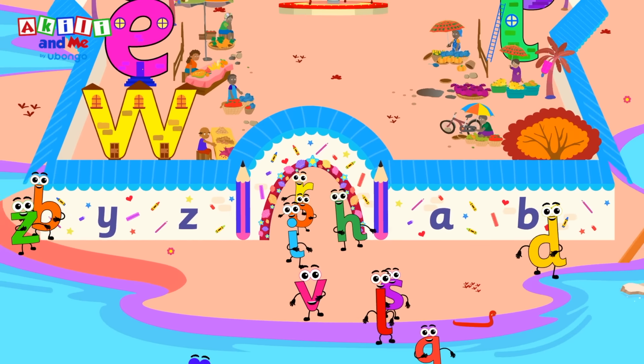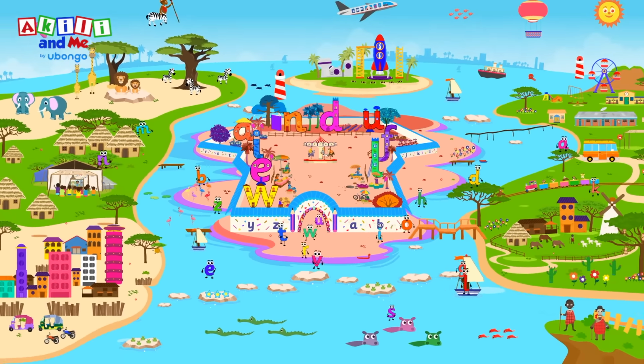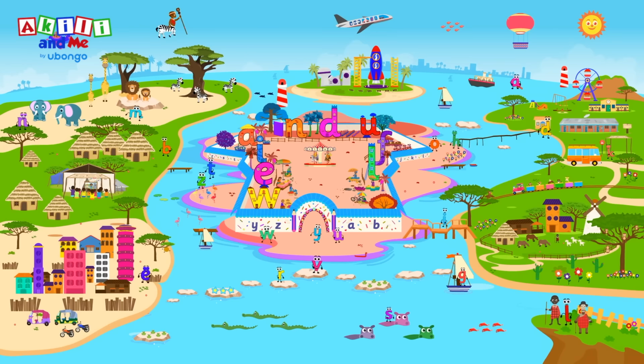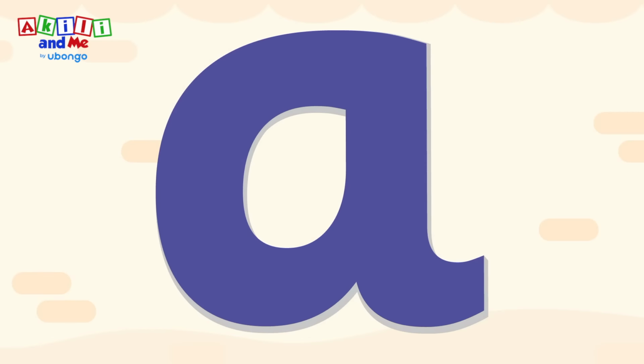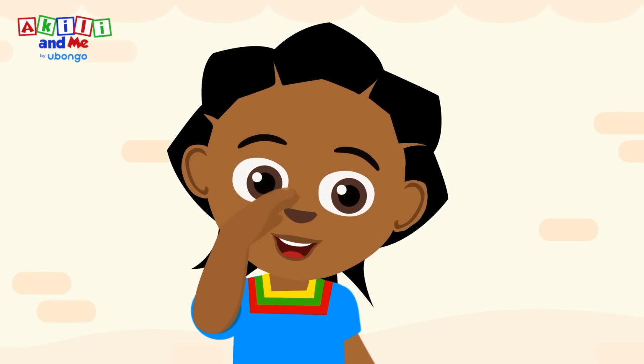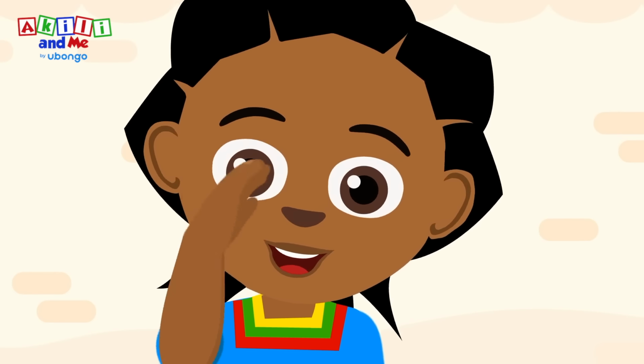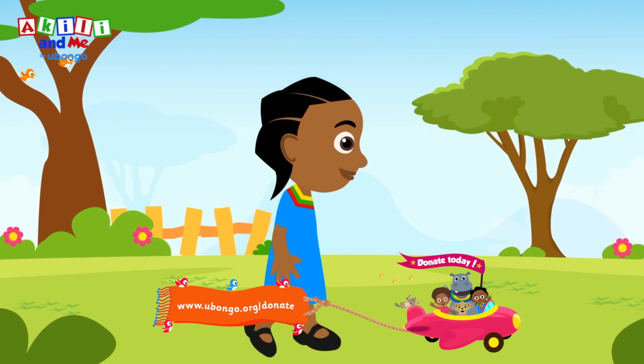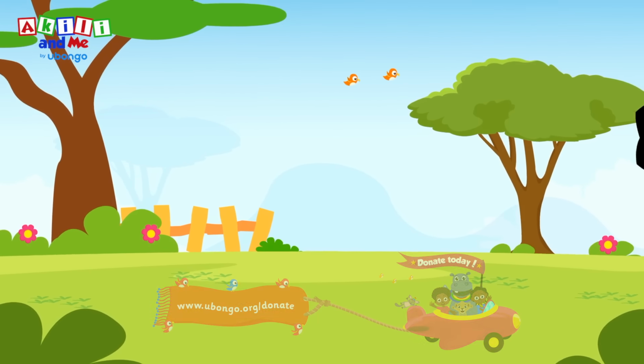The letters from Alphabet Land are lost and don't know how to get back. Friends, we need your help to get all of the letters back home to Alphabet Land. Today, we're helping letter A, which makes the ah sound. Let's go find her. Let's go help to bring them home.